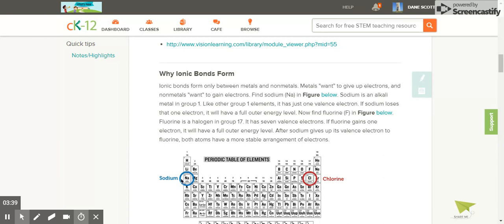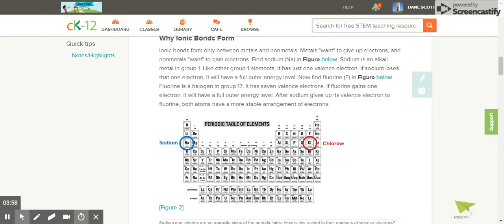Now find fluorine, circled in red, in the figure below. Fluorine is a halogen in group 17. It has 7 valence electrons. If fluorine gains one electron, it will have a full outer energy level. After sodium gives up its valence electron to fluorine, both atoms have a more stable arrangement of electrons.